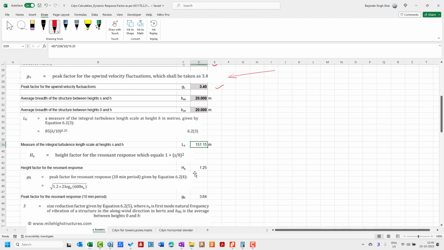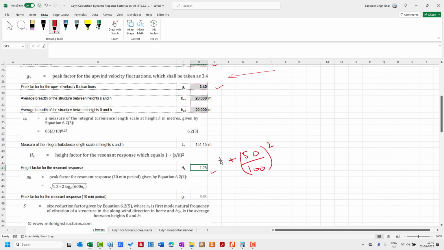And after that, the height factor for resonant response, that is HS. The height factor for resonant response is 1 plus (S divided by H) whole squared. So 50 divided by 100, that needs to be squared, and 1 needs to be added to that. So the value comes out to be 1.25. Let me write the equation also: 1 plus (50 divided by 100) to the power 2. So this value comes out to be 1.25.